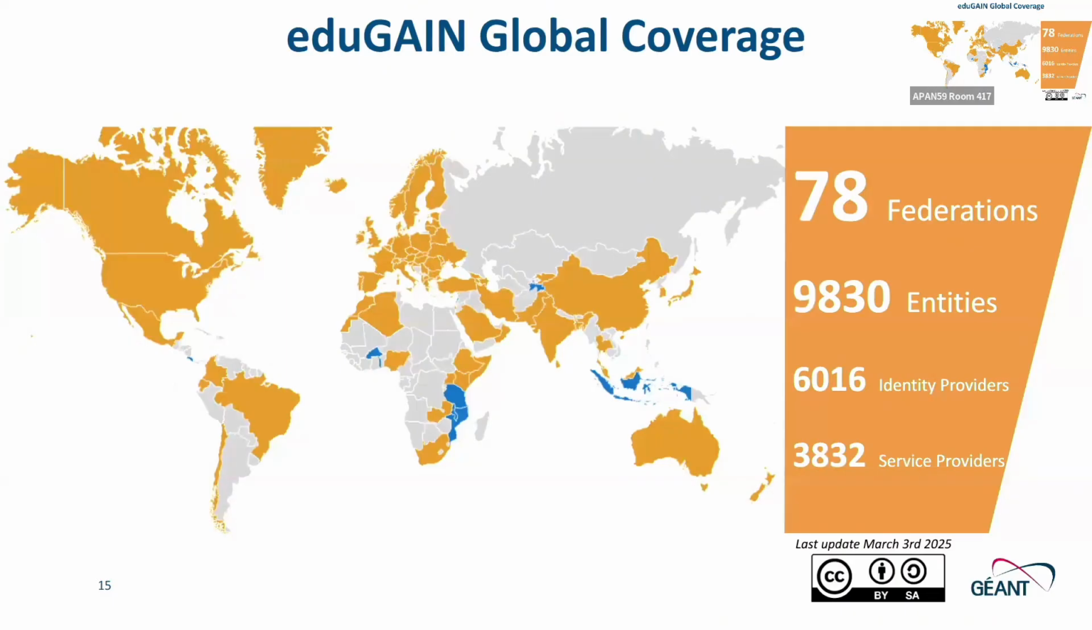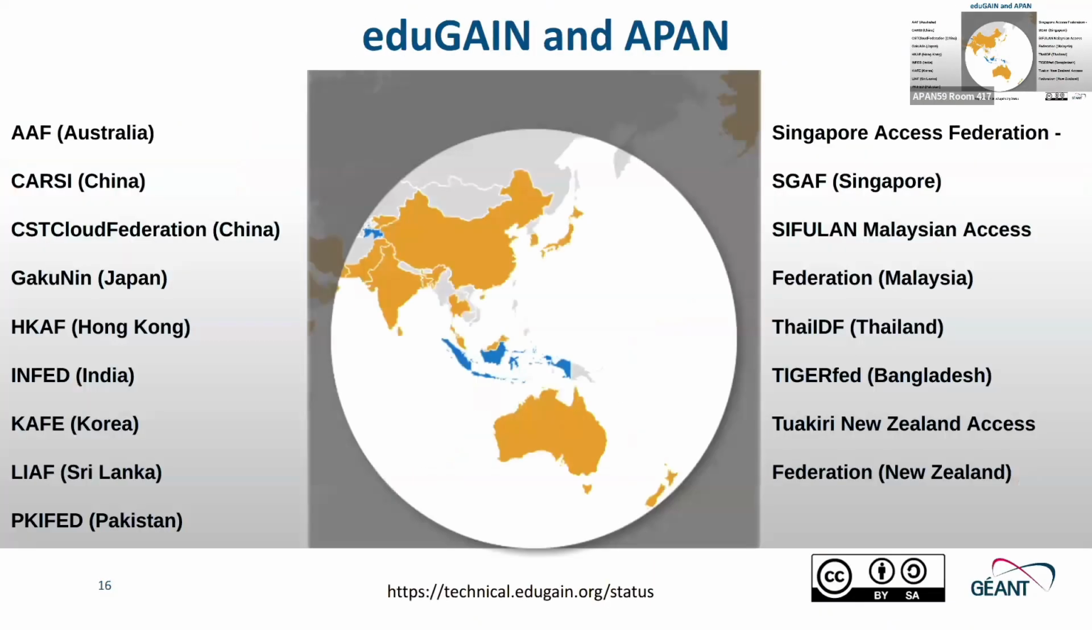As you can see by this map, we have quite a good coverage, but still a lot of work to do in some areas like Africa and Latin America. Actually, we have quite a good coverage in the APAN region. Let's have a closer look at the APAN region. These are all the identity federations that we currently have in this region of the world. Of course, we would be happy to have a few more, the Philippines, of course. And you can also check the status of the current membership in EduGain.